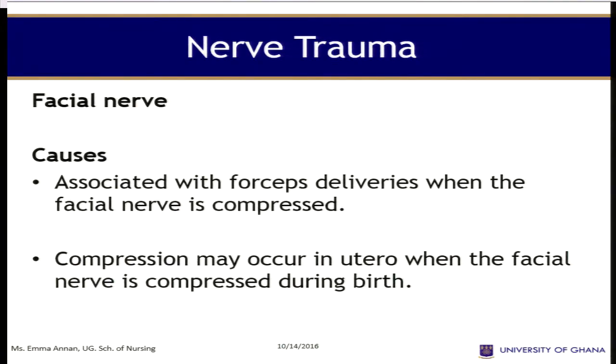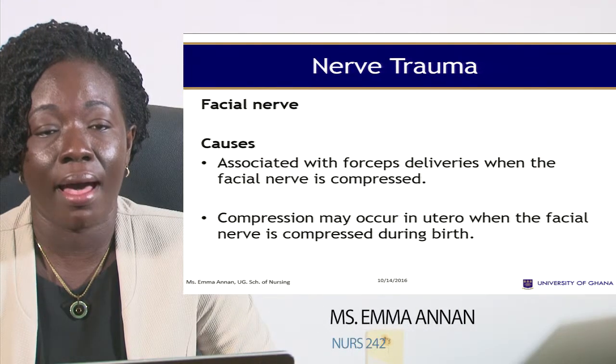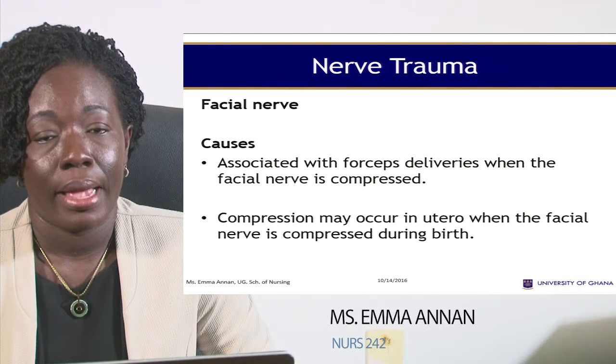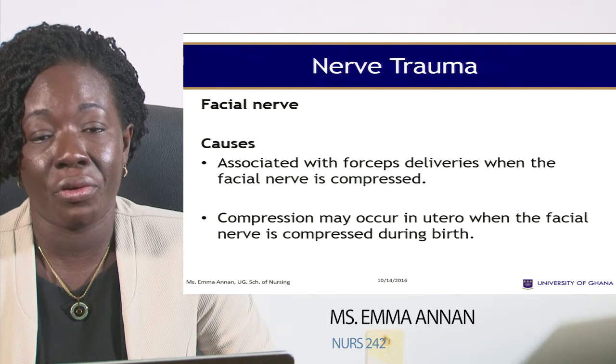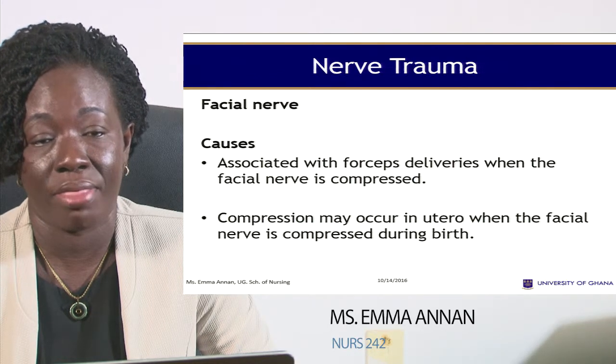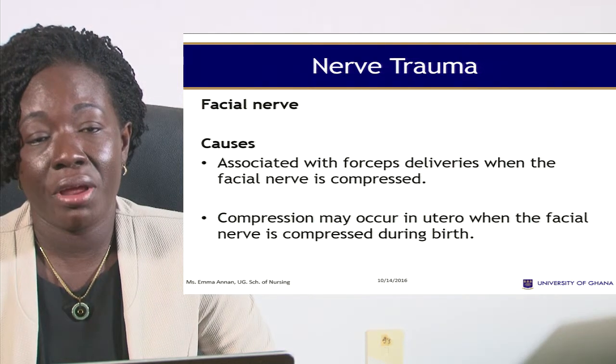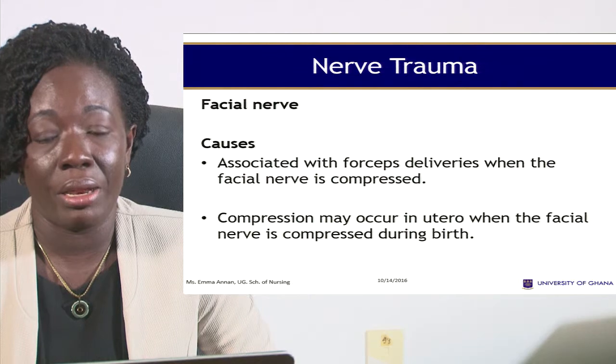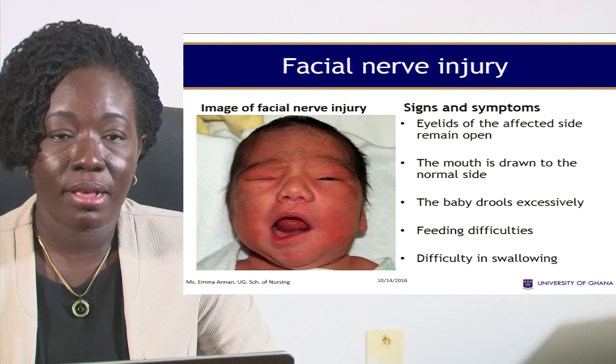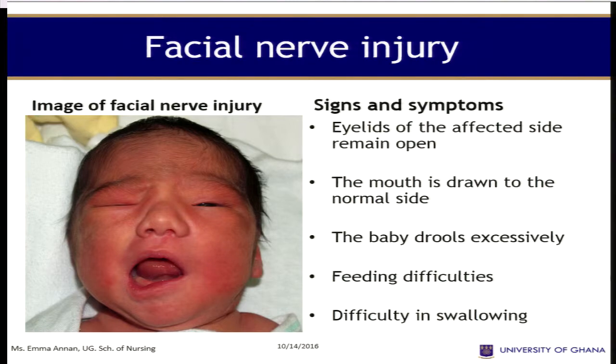What are the causes? It is associated with forceps delivery, when the facial nerve is compressed. And maybe compression may occur in utero when the facial nerve is compressed during birth. So it can be during forceps delivery or maybe in utero. So this is a baby with facial nerve injury. That's the image, and the signs and symptoms include the eyelid of the affected side remains open. The mouth is usually drawn to the normal side.